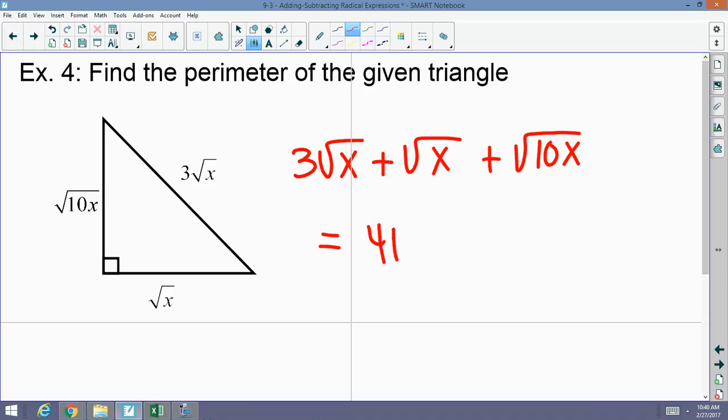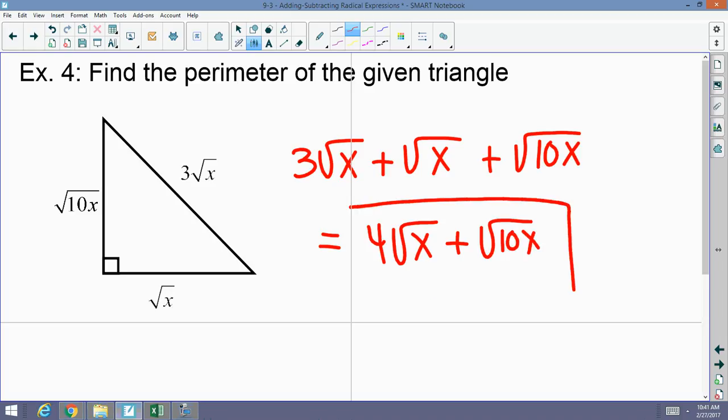Yes, 4 square root of x plus square root of 10x. Bada bing, bada boom, that's it. Why can't you add more? Because I don't have like radicals anymore. I have 2 radicals with the same index, but they don't have the same radicand. Does that make sense, gentlemen? Yes, sir.